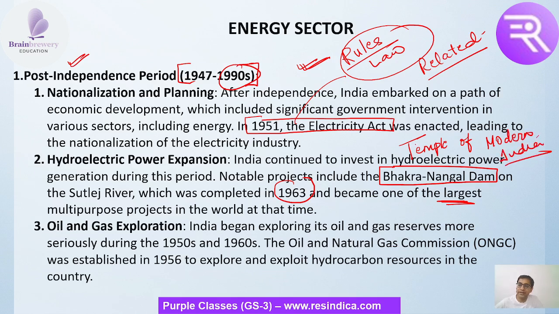Jawaharlal Nehru said that these are going to be the temples of modern India: the power sector, the mineral sector, then the colleges, schools, and everything will be called the temples of modern India. And then we also started exploration of oil and gases, because we were earlier importing close to 90-95%.